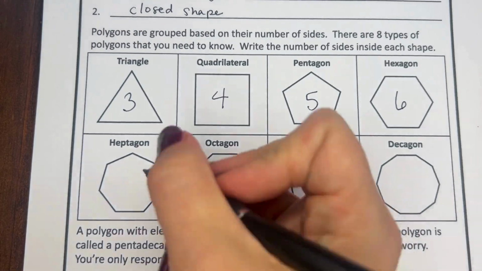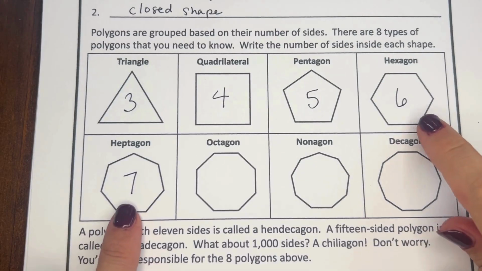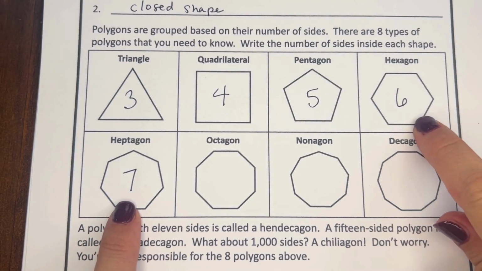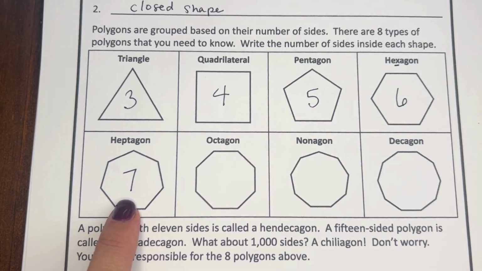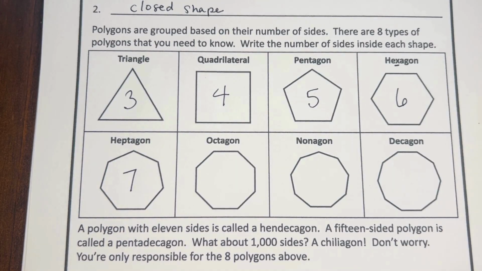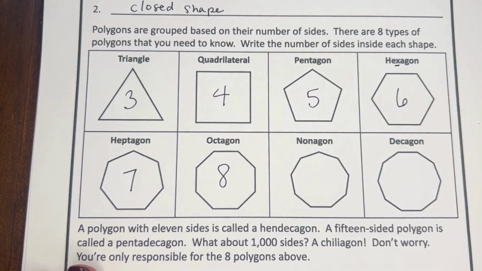7 sides is a heptagon, which is a tricky one to remember. The way that I keep these two straight is that hex has an X, just like 6 has an X. So if you get confused, that's a good way to get those straight. An octagon, that's my stop sign. An octagon has 8 sides.